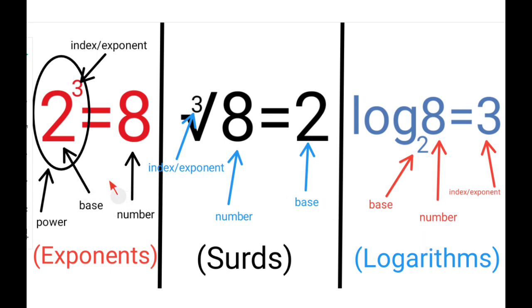Now this is how the surd and logarithm are related to the exponent. If 2 cubed is equal to 8, that means that therefore the cube root of 8 is equal to the base 2. Also, if 2 cubed is equal to 8, that means the logarithm of the number 8 to the base 2 is equal to the index or exponent 3. Now, all these have got laws that govern operations and calculations, and these laws are related and similar because of the relationship all these three have.